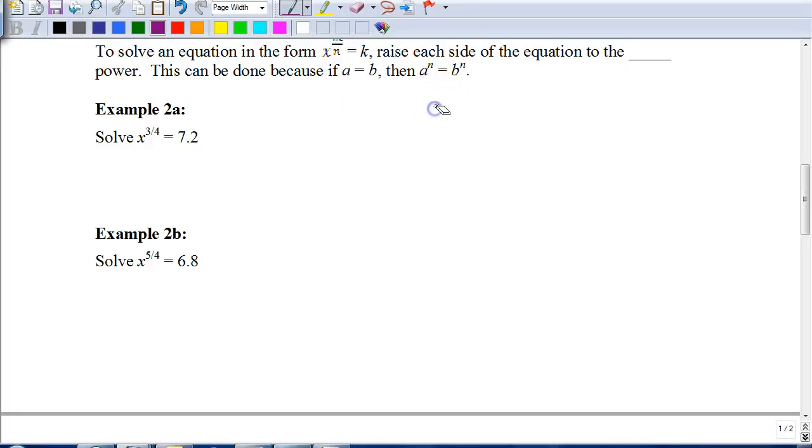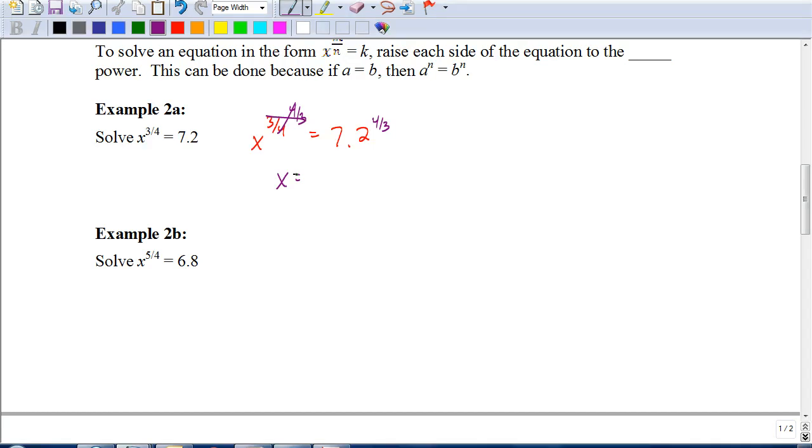So focusing on this problem now, the x is already isolated by itself. We have x to the 3/4 equals 7.2. So in order to get rid of this exponent, I have to take the reciprocal of it. The reciprocal of 3/4 is 4/3. So 3/4 times 4/3 is 1 whole, so I'm left with just x equaling. And then on my calculator, I'm going to take 7.2 to the 4/3 power.